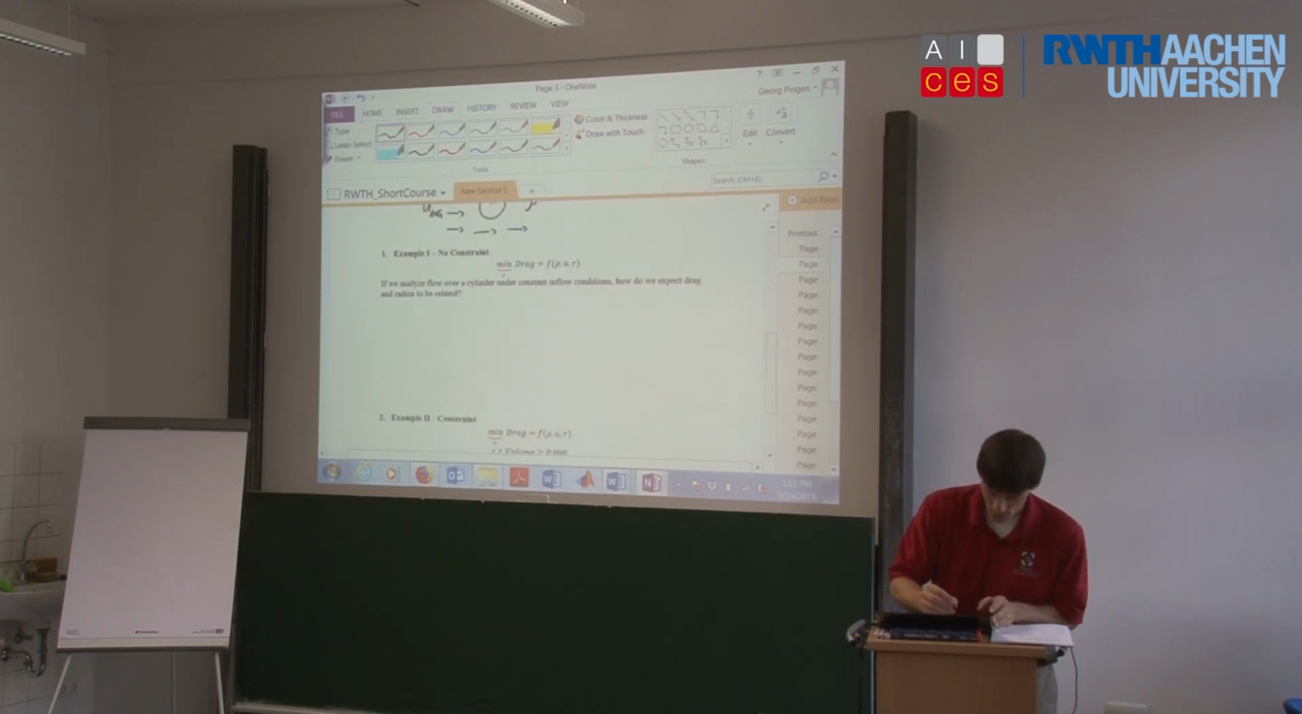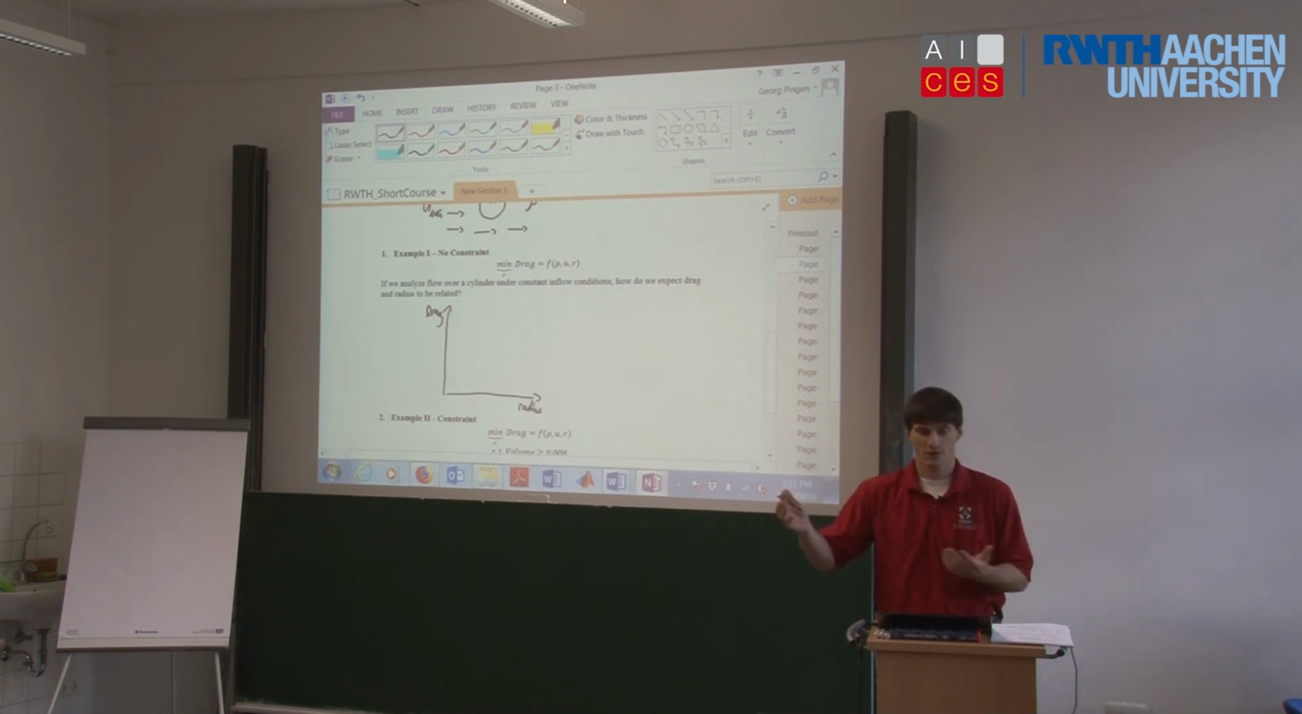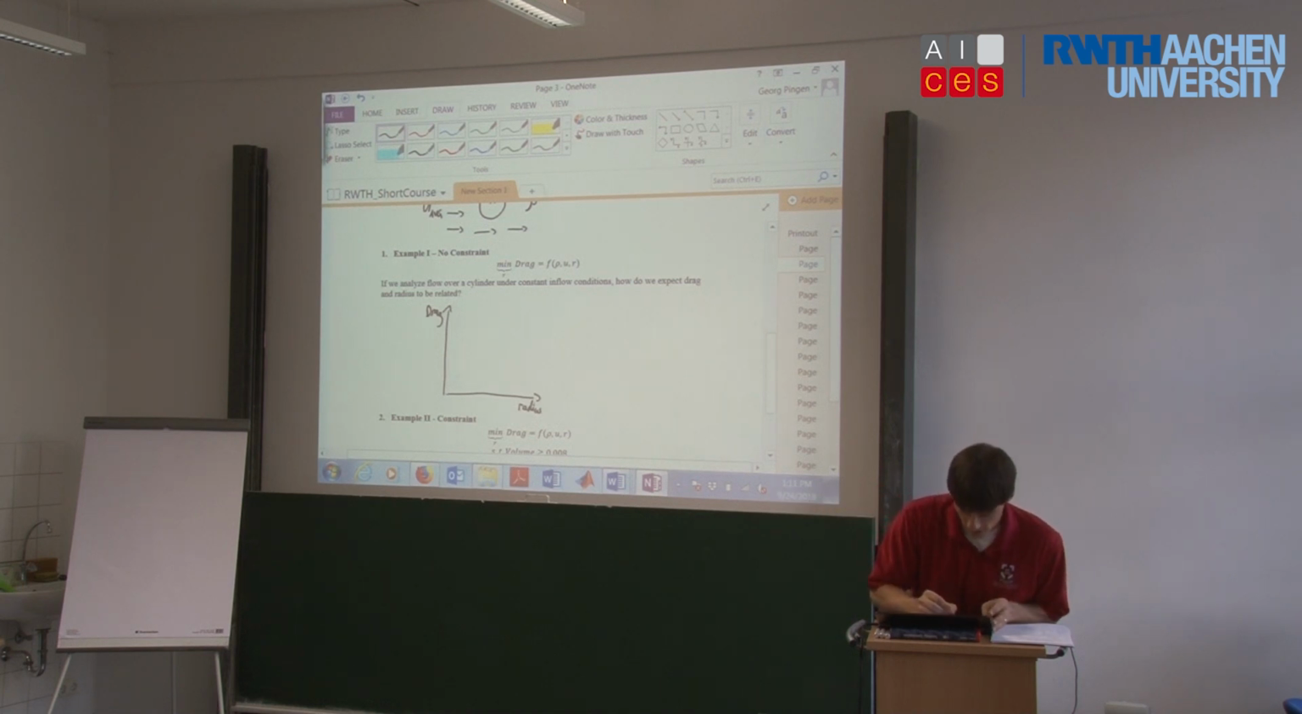Basic object, what do we know? What happens if we have drag and we have a radius? How does the drag change with radius? It will somehow increase with increasing radius. So let's just put it in here like this.